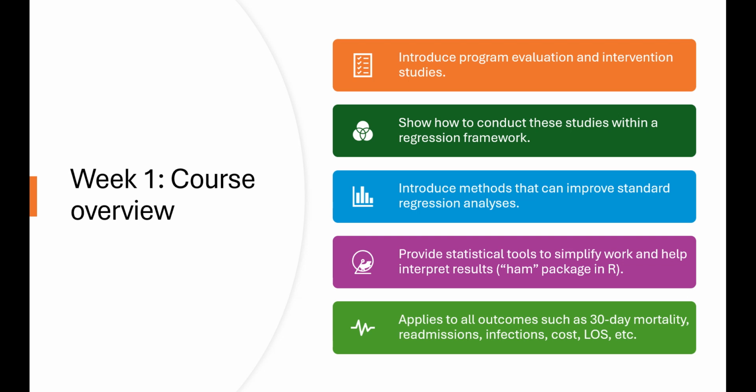So we're going to use regression methods. We'll introduce methods that can improve standard regression analyses, such as top coding with very positively skewed cost data or length of stay, and we'll also use propensity score matching. We use the propensity covariate adjustment to allow us to balance and control for competing causes of the outcome that we're interested in. And we'll provide statistical tools to simplify work and help interpret results. I wrote a package called HAM in R, and that has some of those options.